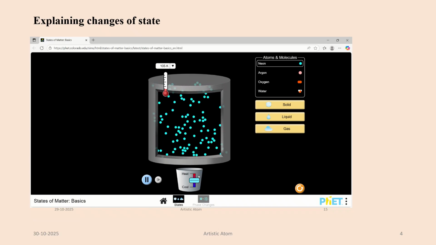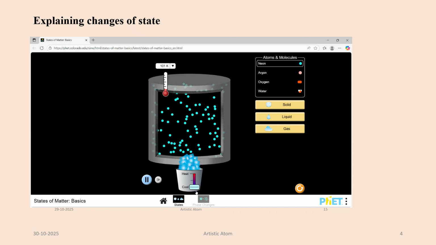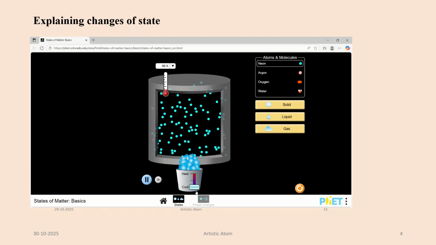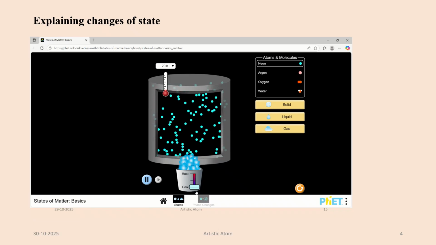Now what will happen if I decrease their energy? If I decrease the temperature of the system, what happens? These particles will start losing energy. Where will that energy go? That energy will go to the surrounding.